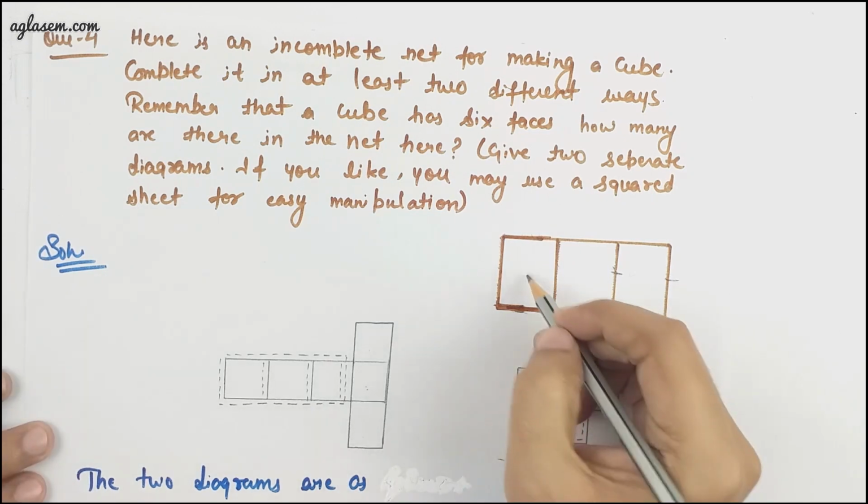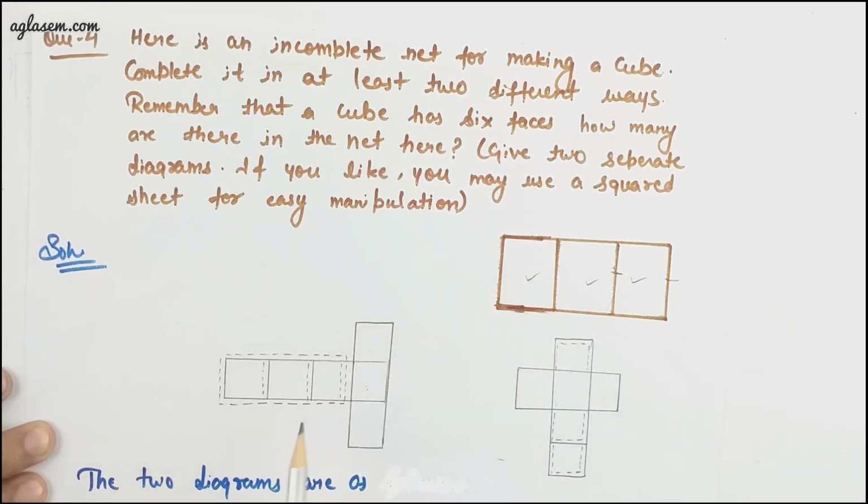So these 3 figures are given to us. We can actually complete a cube this way or this way. And since we have already seen in question number 1, we had 4 different ways in which we can actually complete the cube. So you may use any of those.